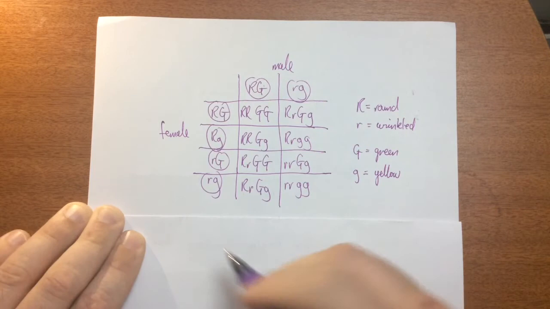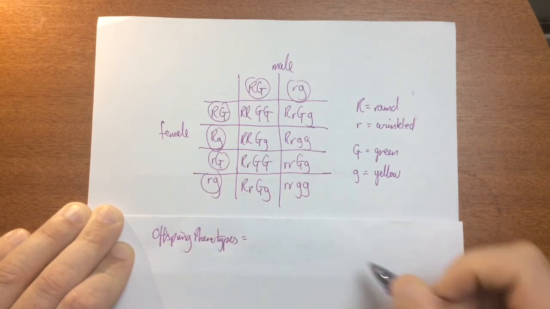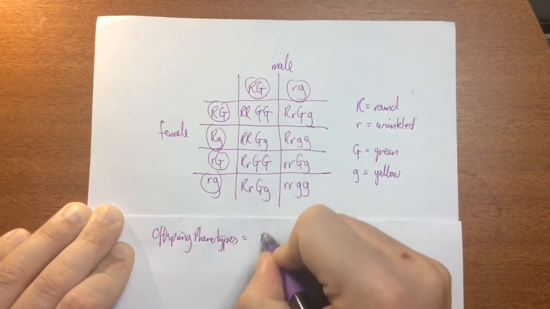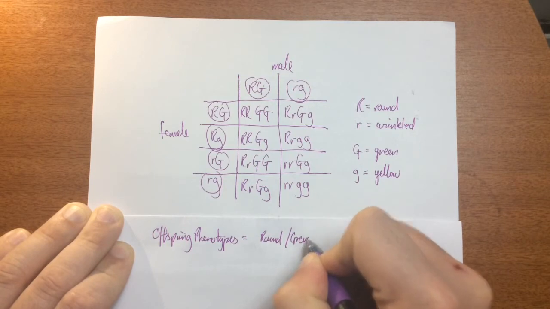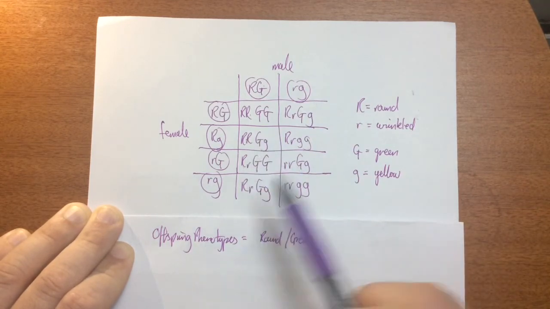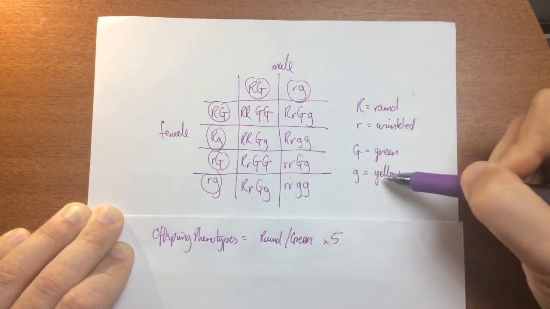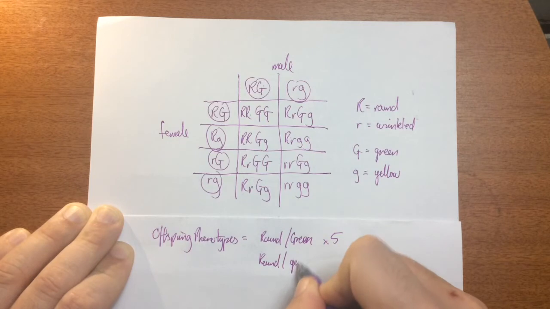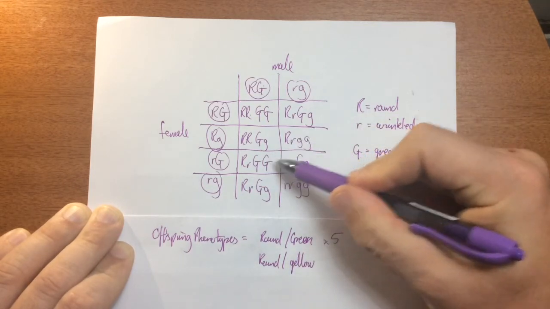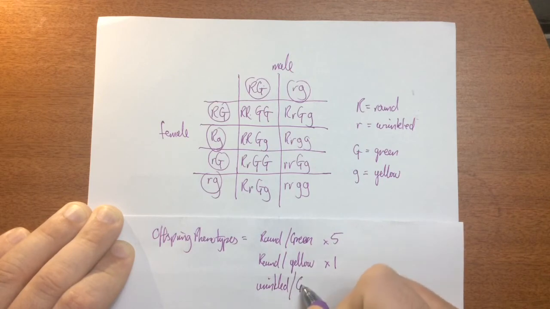So let's figure out our possible phenotypes. Offspring phenotypes. Round and green, and we've got one of those, 2, 3, 4, 5. And we've got round and yellow, and we've got one of those, times 1. Do we have any wrinkled? Yes, we do. Let's see if we've got wrinkled green, and we'll look for wrinkled yellow.